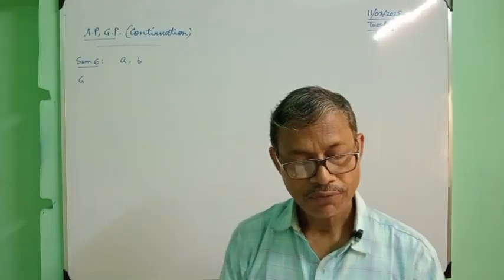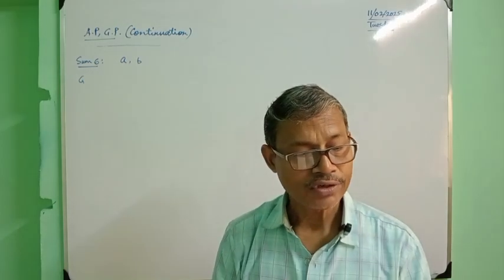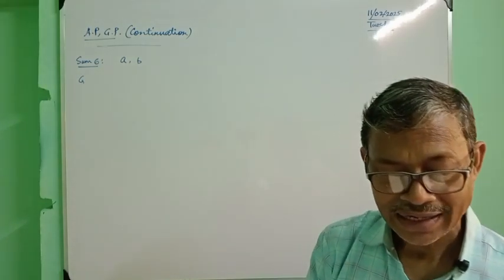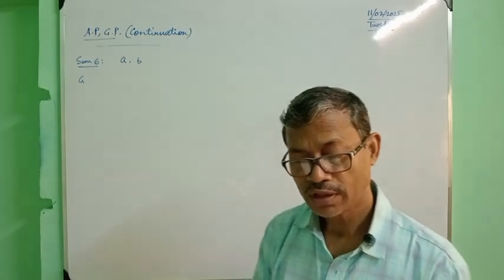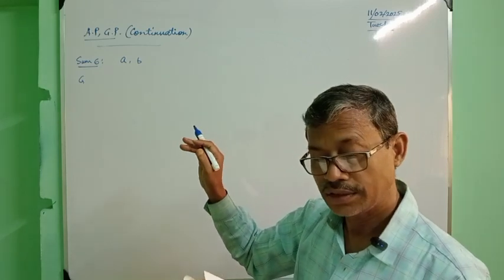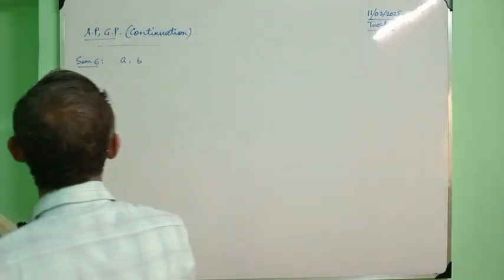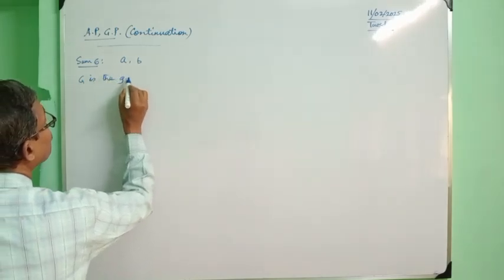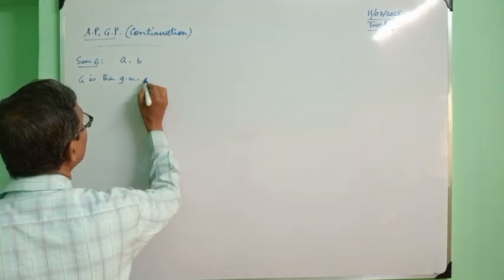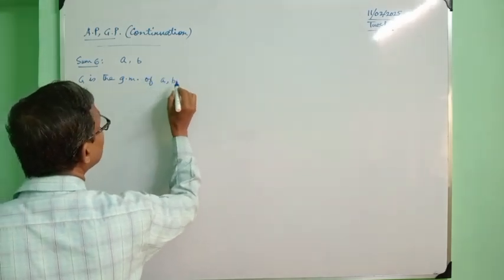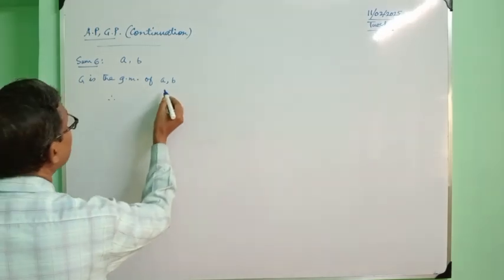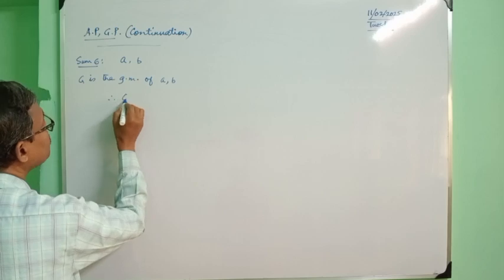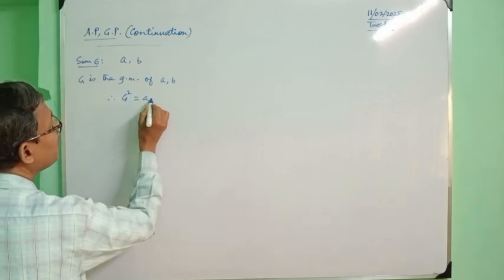Next sum, if one geometric mean G and two arithmetic means P, Q be inserted between two given quantities A and B, we have to prove a relation. I start like this. G is the geometric mean of A and B. Therefore, G by A equal to B by G. On simplification, we get G square equal to A into B.